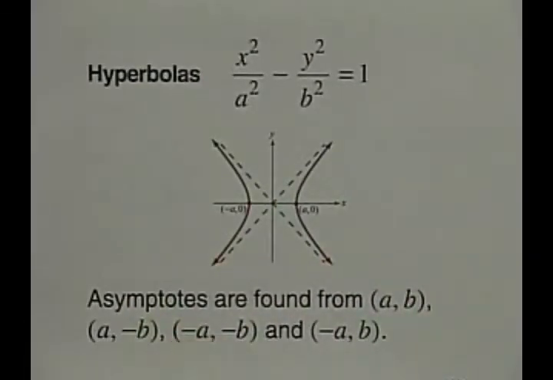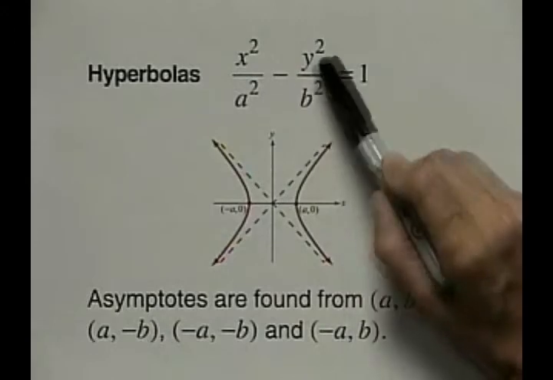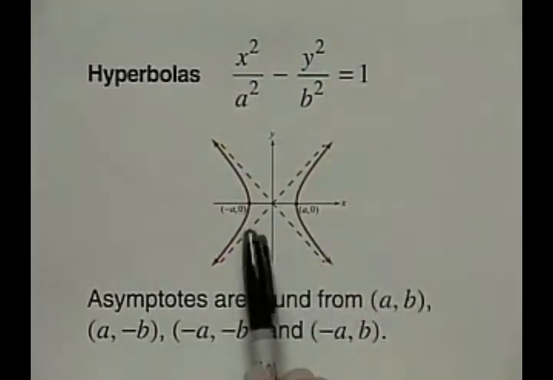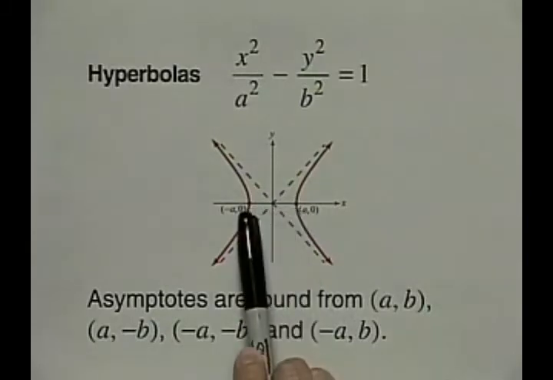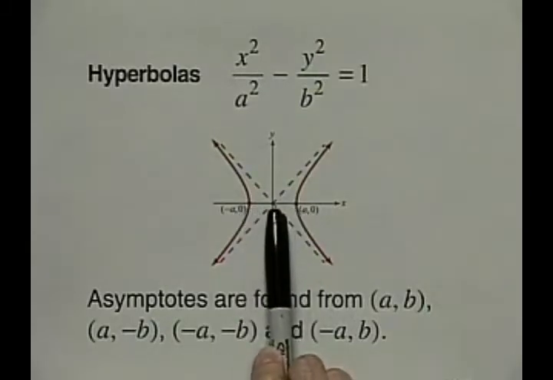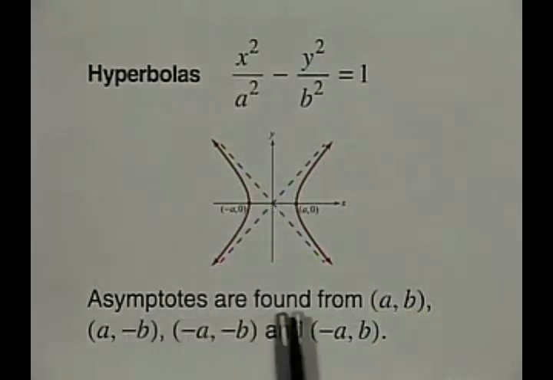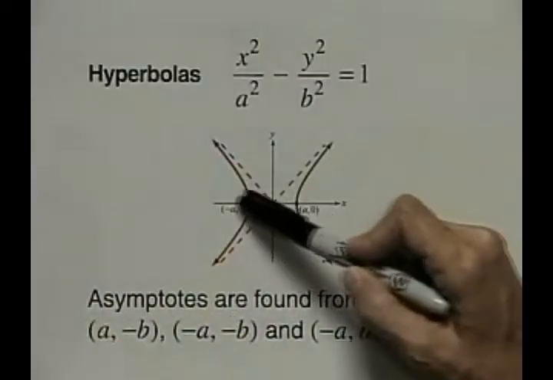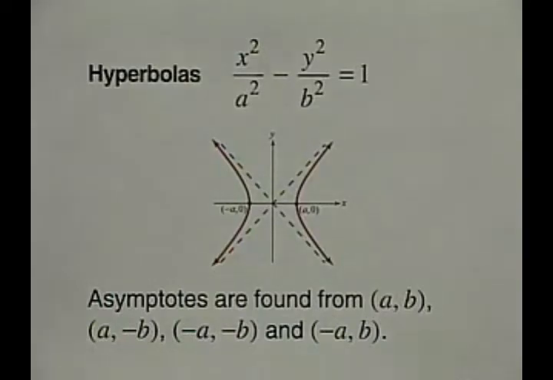Now what about hyperbolas? The equation of a hyperbola might be x squared over a squared minus y squared over b squared equals 1, and in this case the hyperbola has its vertices on the x-axis. The center of the hyperbola is (0, 0). The asymptotes are found from (a, b), (a, negative b), (negative a, negative b), and (negative a, b). Remember that b is an amount carried out in a direction perpendicular to the axis on which the hyperbola sits.